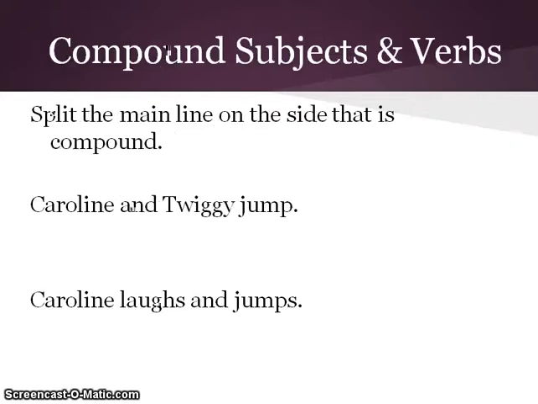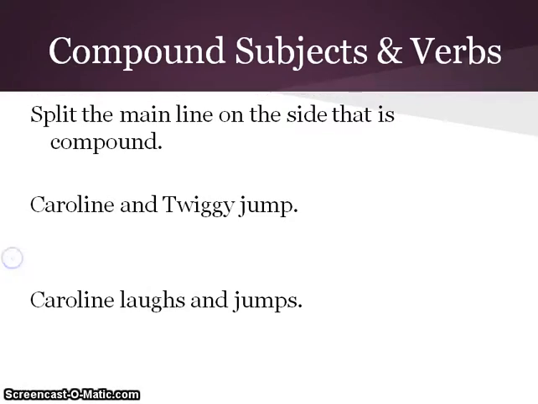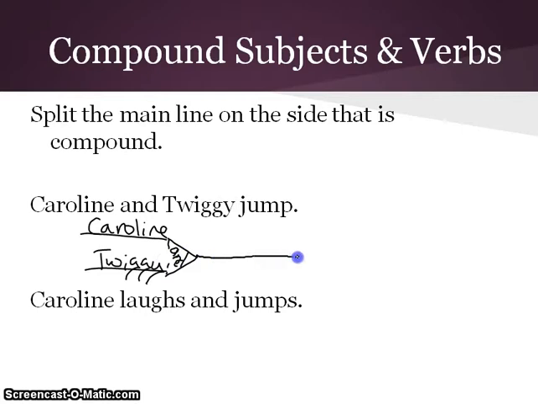When it starts to get trickier, with a compound subject or a verb, you simply split the main line on the side that is compound. So Caroline and Twiggy would look like this. Caroline, Twiggy are our subjects, so they get combined. You put the conjunction right here. On the left-hand side, the subject side, you still separate that with the main line that crosses through, and you put the singular verb on the right-hand side.